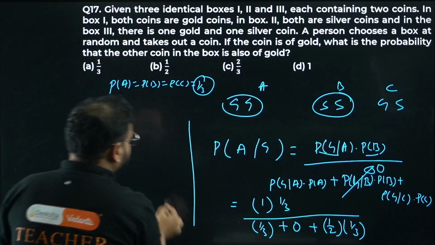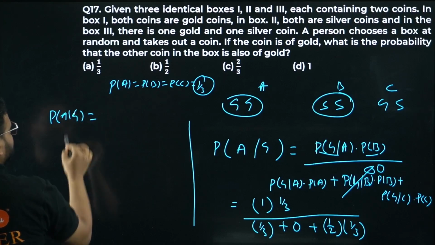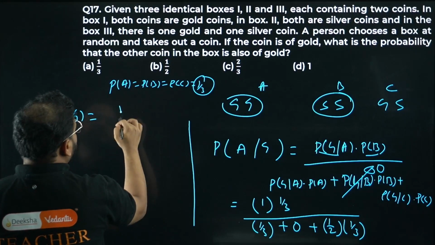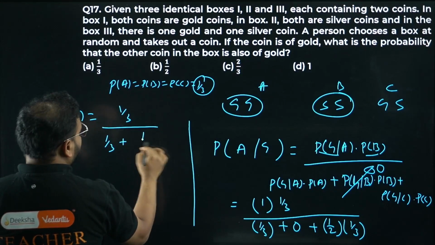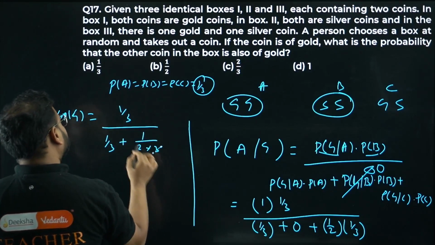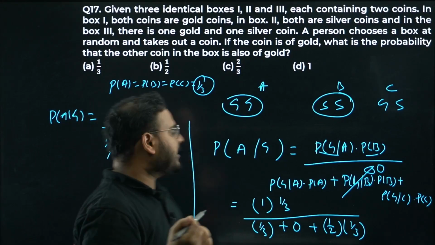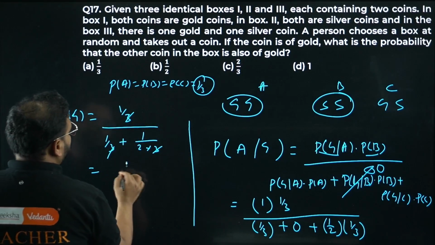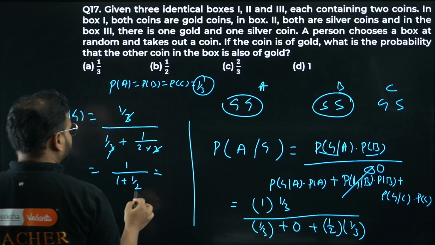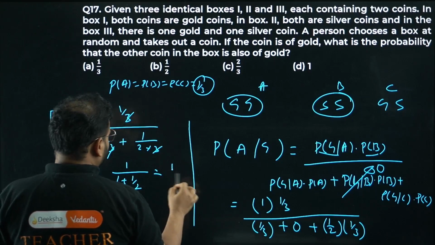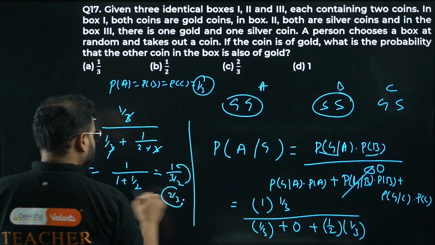So what I'm getting is this value of P(A|G): the numerator is 1 by 3, and the denominator is 1 by 3 plus 1 by 2 into 3. Cancel this 3 and 3. How can you do that, sir? Take common and cancel. So I have the value as 1 upon 1 plus 1 by 2. It will become 2 plus 1 is 3, so 1 upon 3 by 2 goes up, 2 by 3 is the answer.